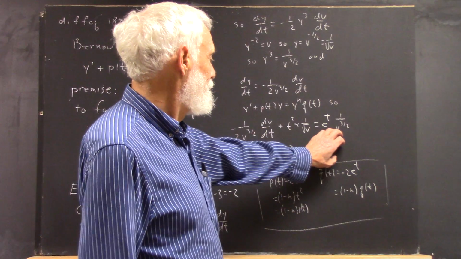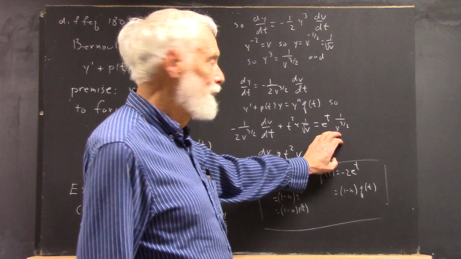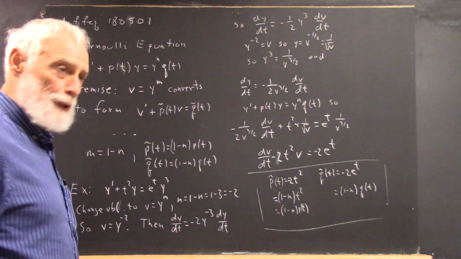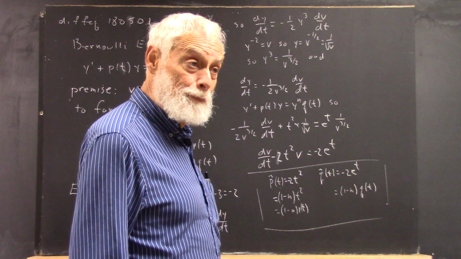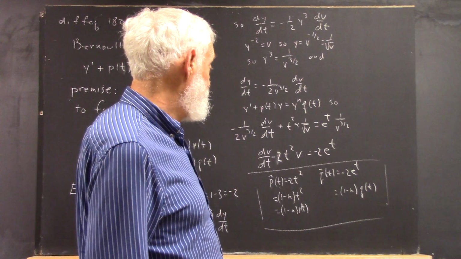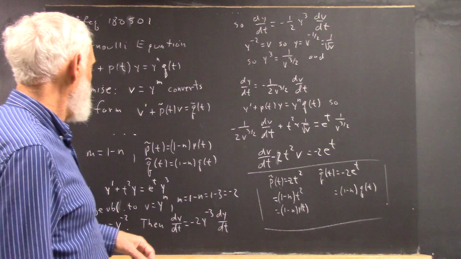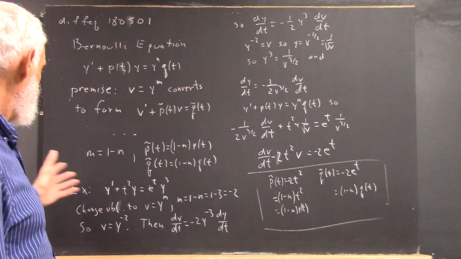If it was homogeneous, if you didn't have this over here, you wouldn't have had a Bernoulli equation in the first place. Then you could separate the variables. And you know, the homogeneous equation of wherever it is.